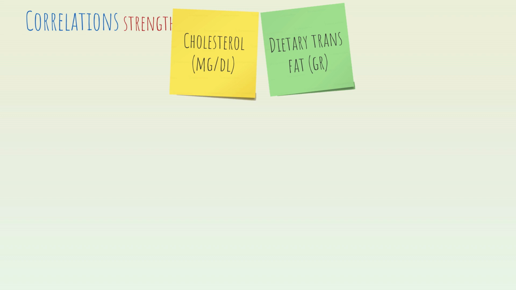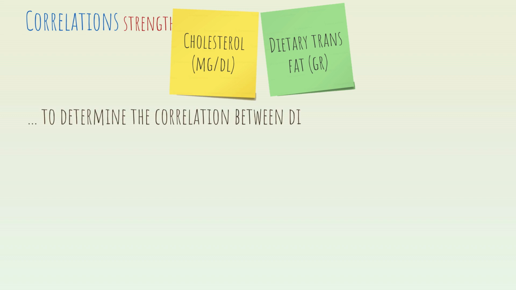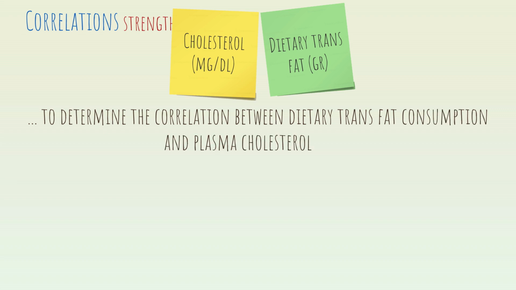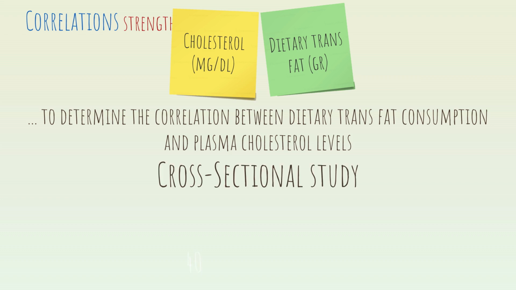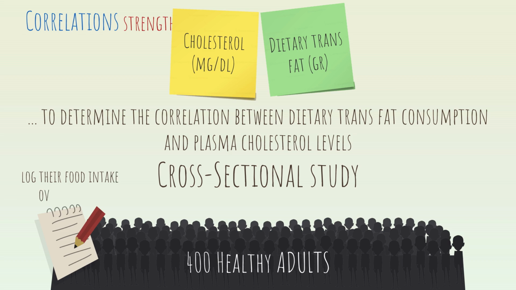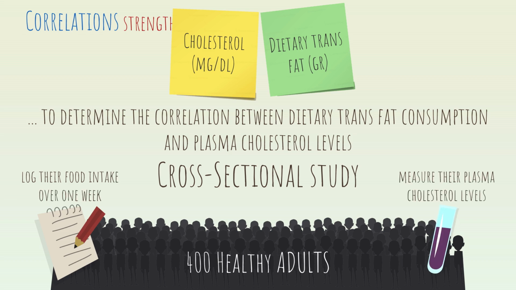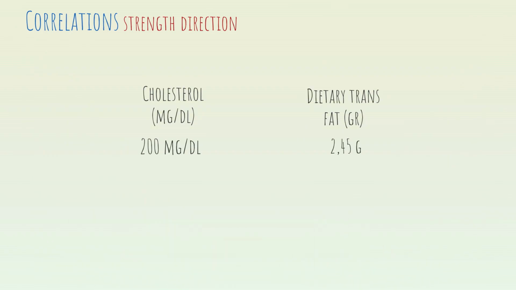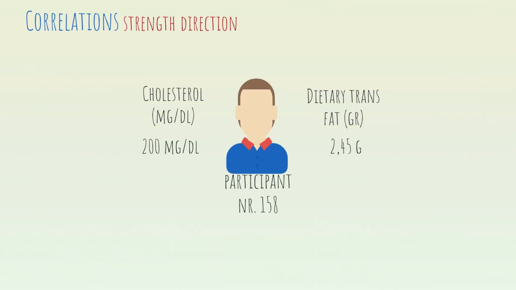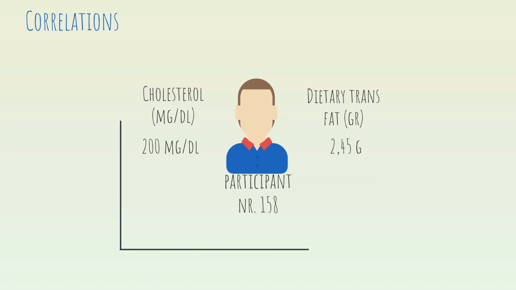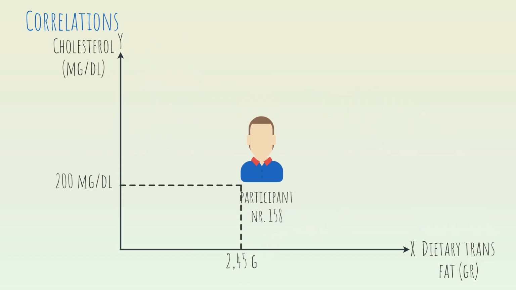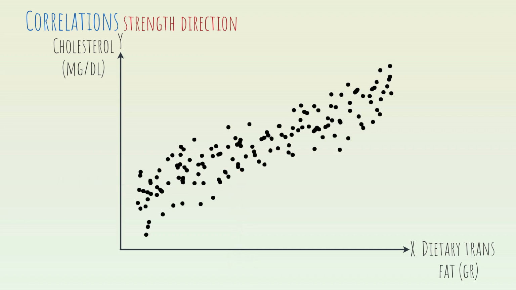In this example, we aim to determine the correlation between dietary trans fat consumption and plasma cholesterol levels. So, in a cross-sectional study, we ask 400 healthy adults to log their food intake over 1 week, and at the end of the week, we measure their plasma cholesterol levels. This gives us two paired sets of continuous data for each participant. One way to visualize these two values is to represent them as dots on the x and y axis. And by adding all the data, we will create a scatter plot.